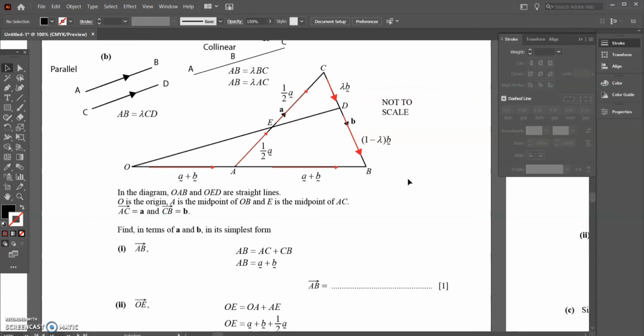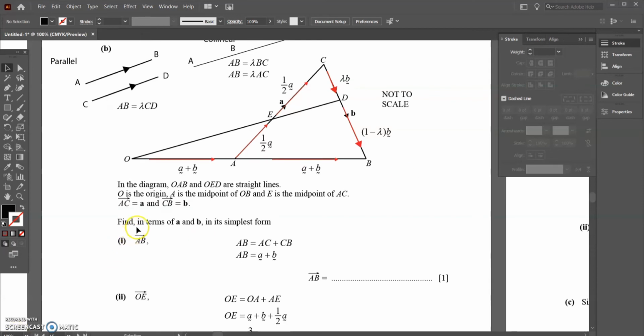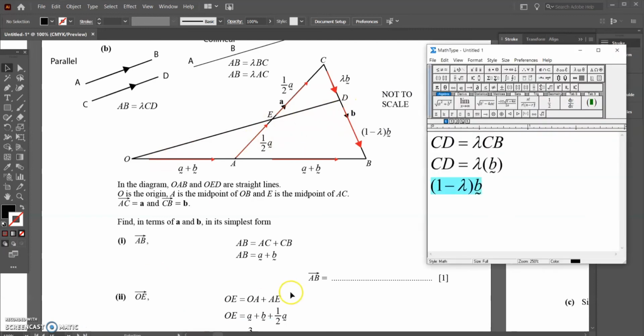So what can we do from here? What happened is that OE and ED are also parallel. It's collinear. So we know that OE can be related to ED by a constant K. I don't know what my constant K is, I just give it like that. OE is just OA plus AE, which is equal to K of ED.